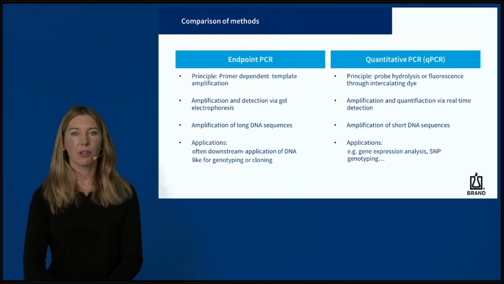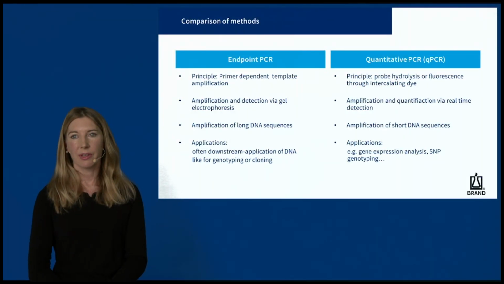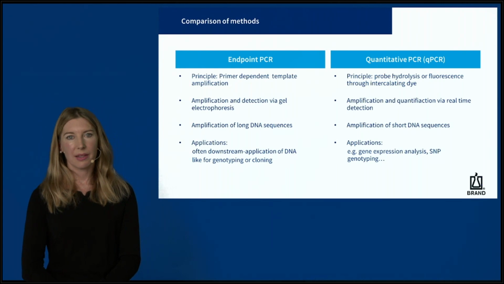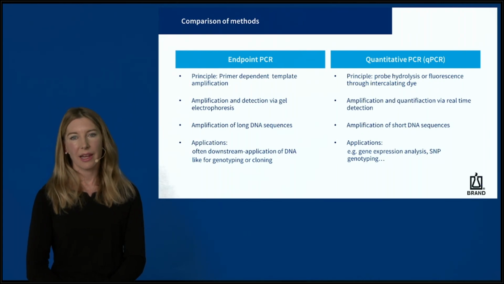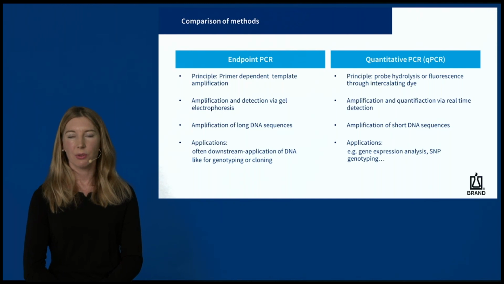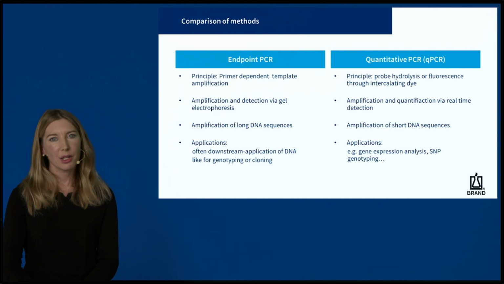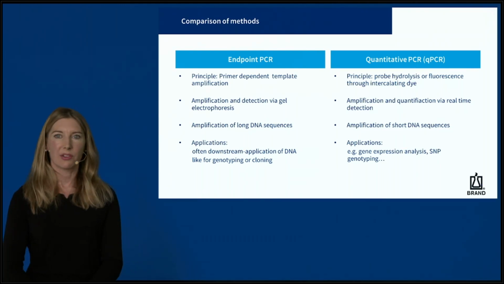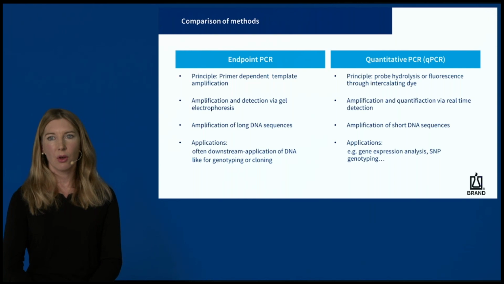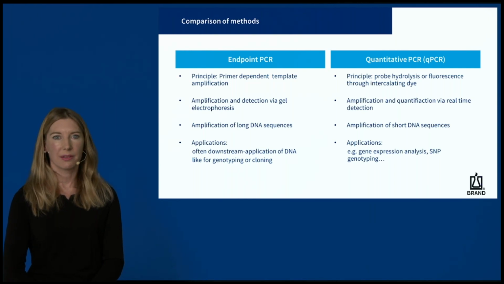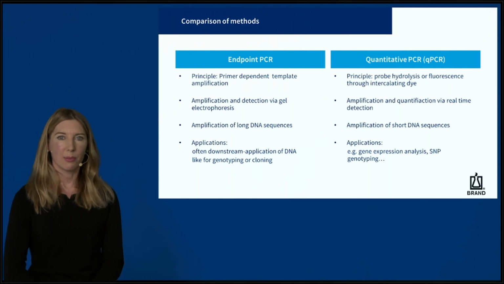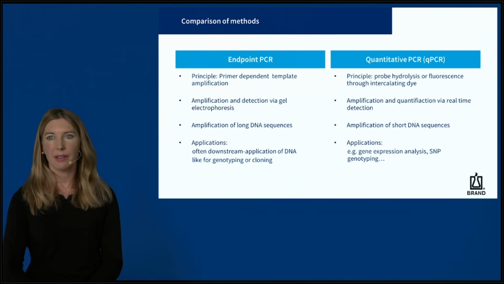Quantitative PCR, short called qPCR, allows real-time detection of DNA amplification with high sensitivity. This method allows reliable detection and measurement of products generated during each cycle of PCR process. Standard PCR is often used for downstream applications like genotyping, cloning, or preparation of DNA libraries. qPCR has a wide range of applications, for example for microRNA analysis, SNP genotyping, gene expression, analysis of forensics.